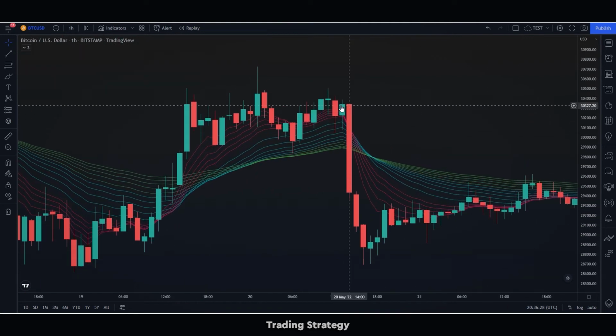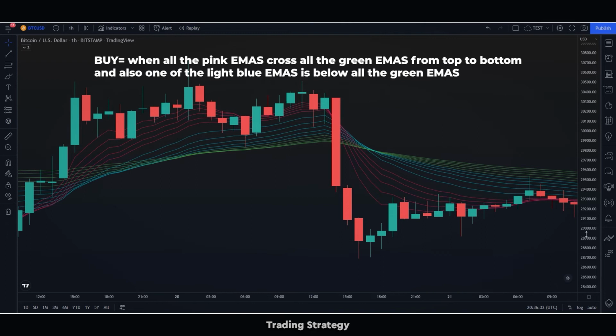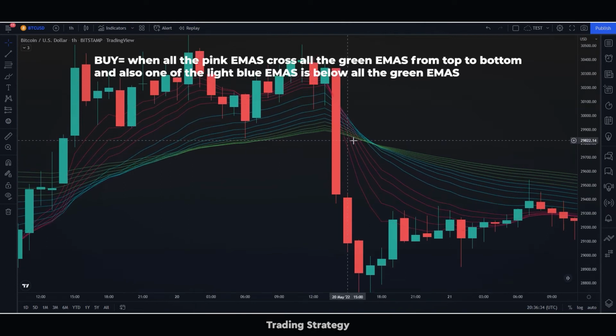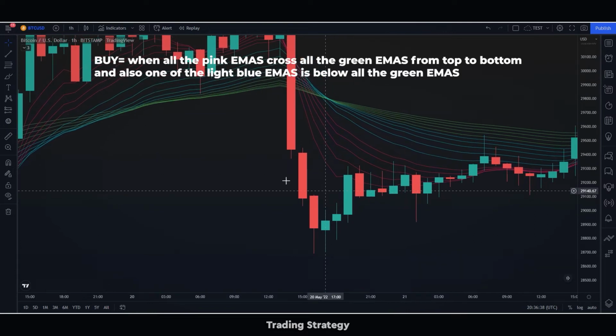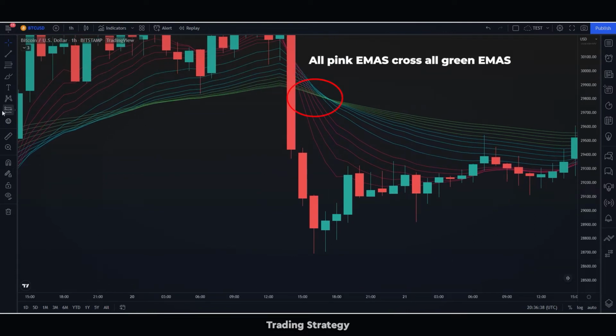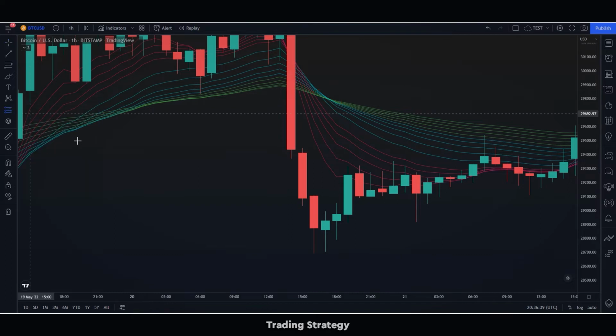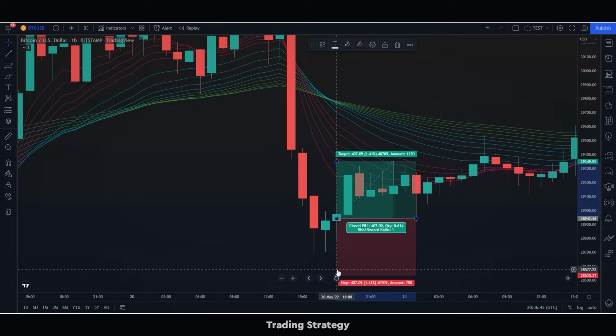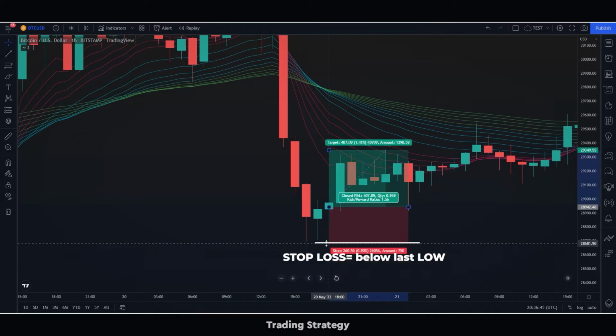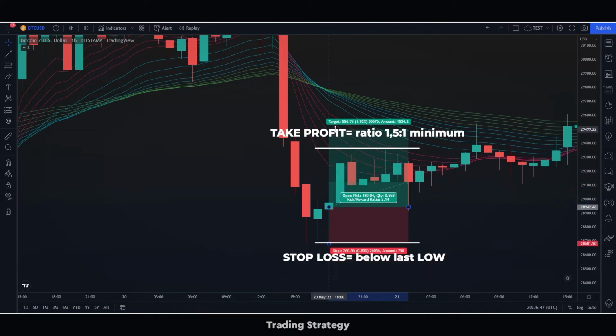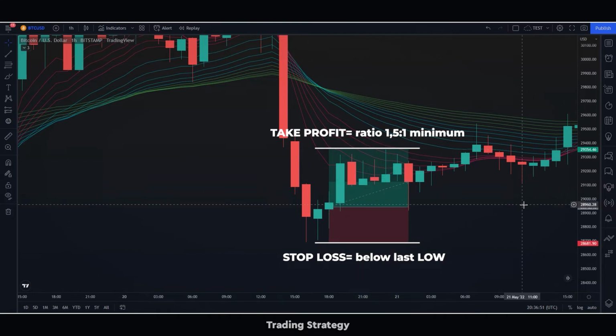The strategy is really simple. We will carry out a buy operation when all the pink EMAs cross all the green EMAs from top to bottom, and also one of the light blue EMAs is below all the green EMAs. If this happens, we will carry out the buy operation. We will put our stop loss a little below the point where we bought, if possible below the last low, and our take profit in a risk-benefit ratio of 1.5 to 1.